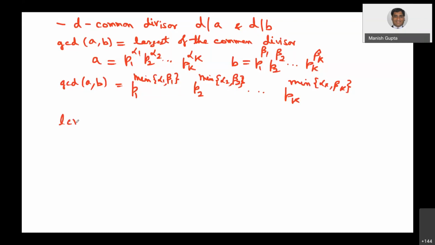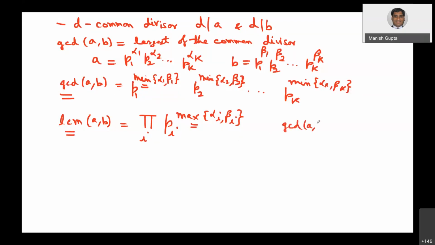Similarly, you can define LCM, least common multiple of two numbers a comma b, as the product over i of pi raised to power maximum of alpha i comma beta i. Note that when we are taking the greatest common divisor, the power we take is the minimum. When we are taking the least common multiple, the power we take is the maximum. This is how it works. Another interesting thing: if GCD of a comma b is 1, then we say that a and b are relatively prime.